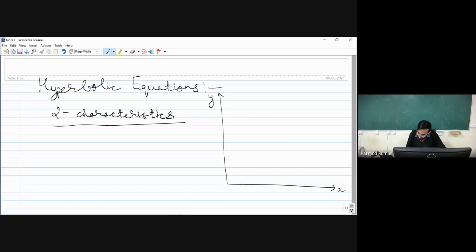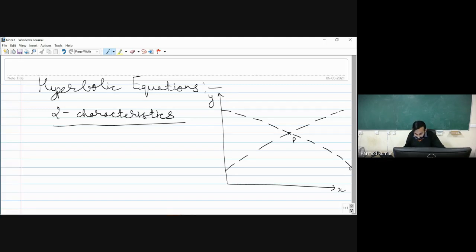If you recall, I had earlier taken some point P, and while explaining the concept of characteristics, I drew one dashed line, which I called my characteristic line. In the previous lecture we saw that for hyperbolic equations we have two characteristic lines. So apart from this one dashed line, let me draw one more line. This is my second characteristic.